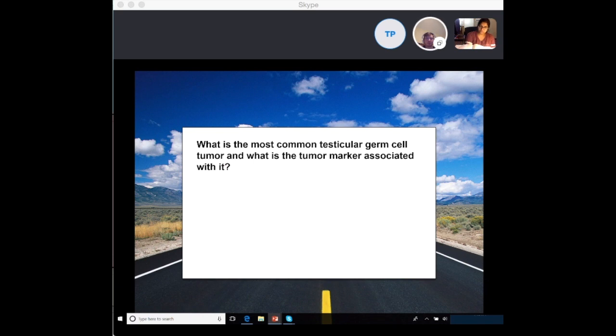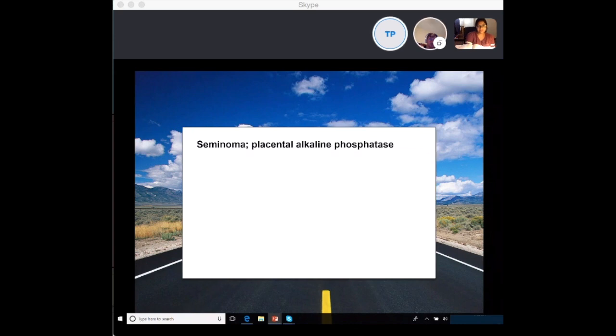What is the most common testicular germ cell tumor, and what is the tumor marker associated with it? Seminoma, ALP. Yes, placental alkaline phosphatase.